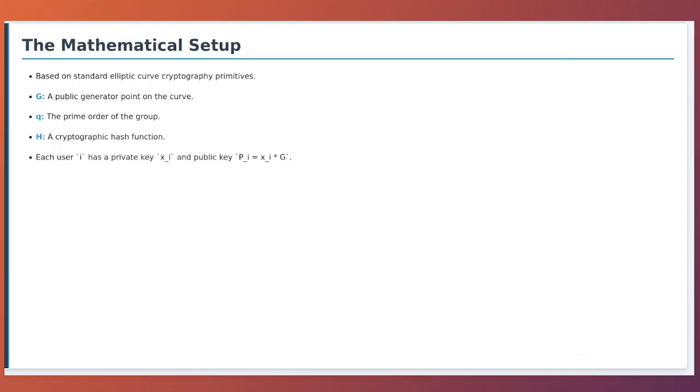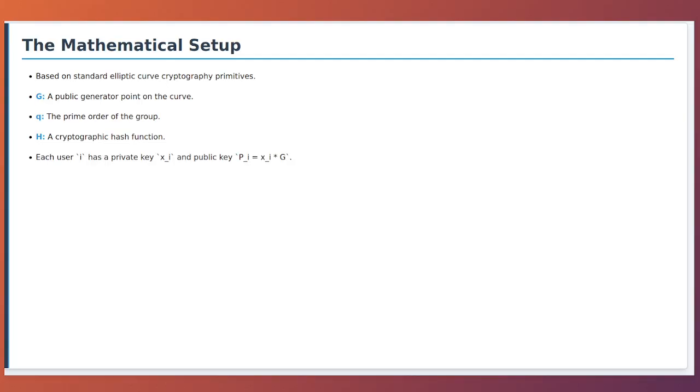The mathematical setup. To understand how a ring signature is constructed, we first need to define our mathematical components, which are standard in modern cryptography. We will be working within an elliptic curve group, which is chosen for its high security and efficiency. Everyone using the system agrees on a set of public parameters. This includes a specific elliptic curve, a public generator point G on that curve, and the prime order of the group, q. We also need a cryptographic hash function, H, which can take any input and produce a random-looking number.